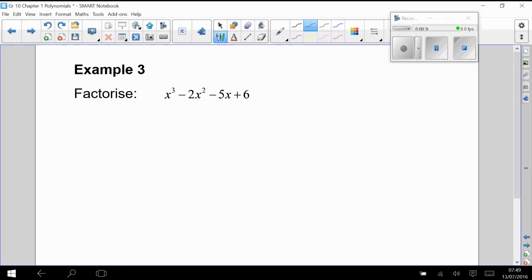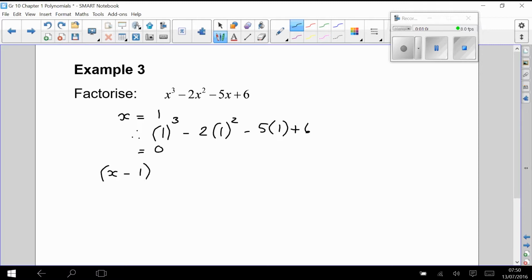This is quite an easy example, and I know that if I make x equal to 1 and I substitute that into my expression, I'm going to get 1 cubed minus 2 times 1 squared minus 5 times 1 plus 6. And you can see that that is going to be 7 minus 7, and the answer is 0. As I've got a 0 answer, that number that I substituted for x has now helped me to find my first factor. My first factor is in fact going to be x minus 1.